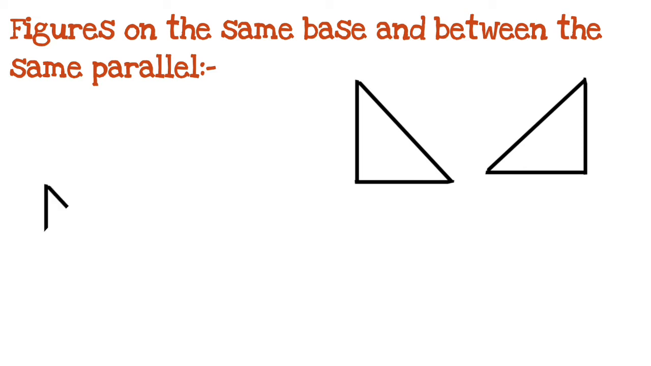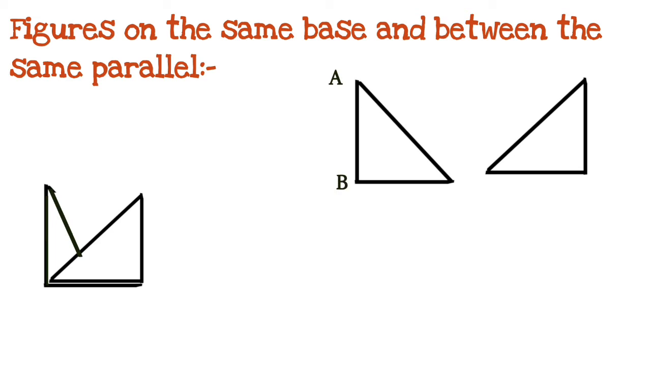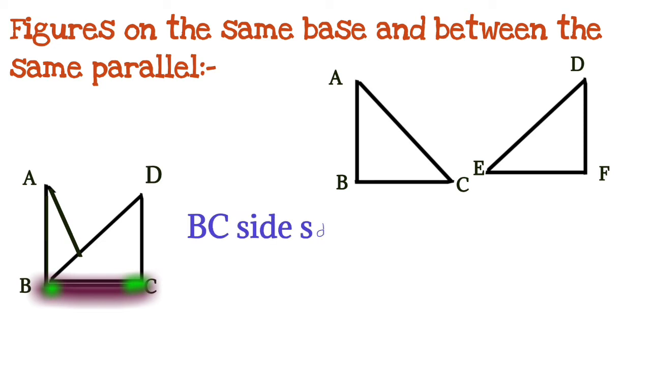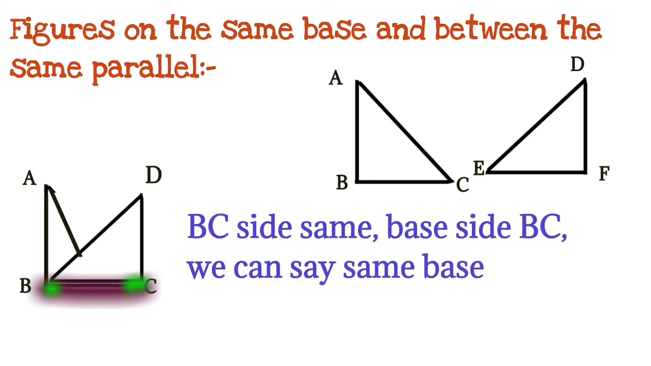So see, two triangles are there, two right triangles. If I put the second triangle on the first triangle, which vertices will fall on one another and how many vertices will meet? Which side is common in those two triangles? Obviously the BC side. B and C vertices, the common base points, are coinciding with each other. It means the downside, we can say the base side, is common.